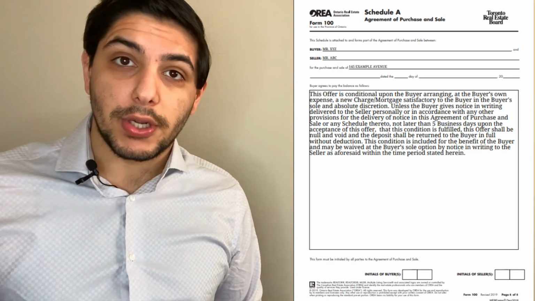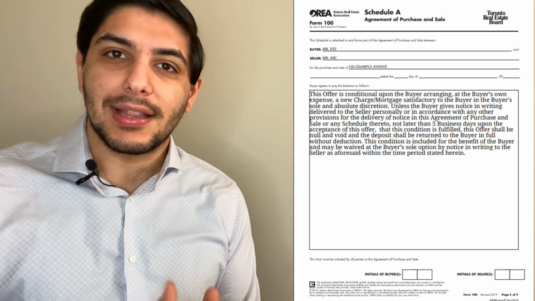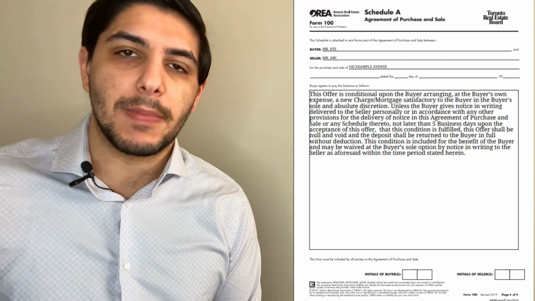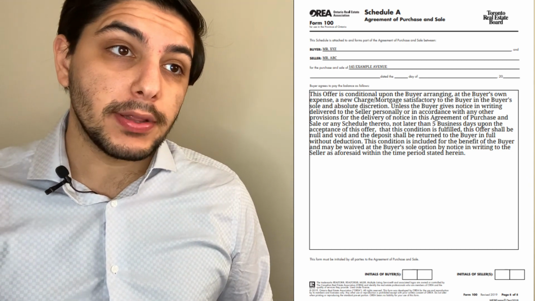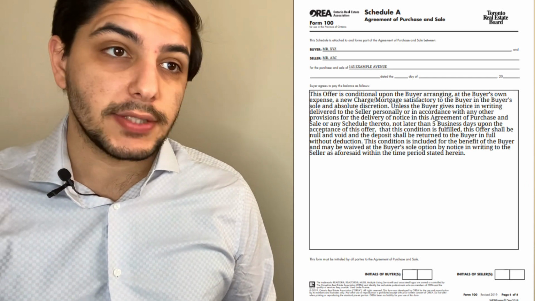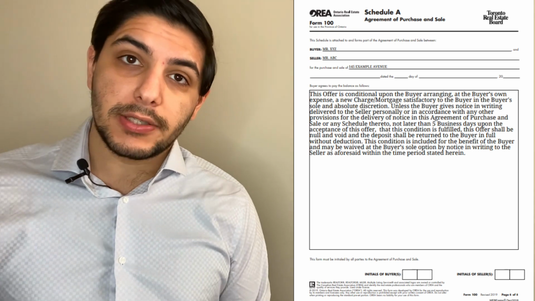Now, that's a bunch of words, okay? It might be confusing. Now, let's go through it sentence by sentence, piece by piece, so I can explain what it means in layman's terms. This offer is conditional upon the buyer arranging at the buyer's own expense a new charge / mortgage satisfactory to the buyer. So what does this mean?